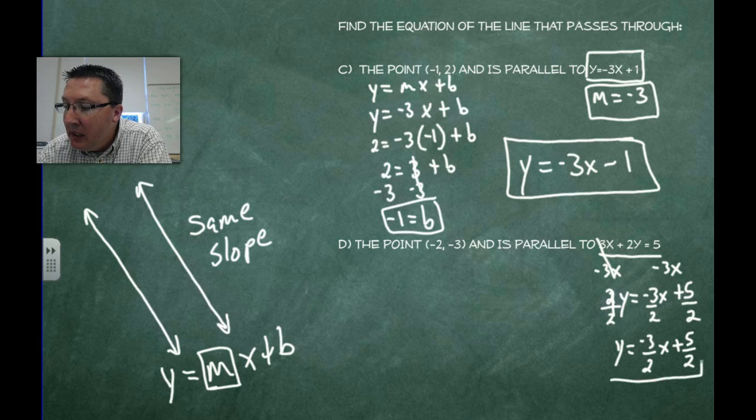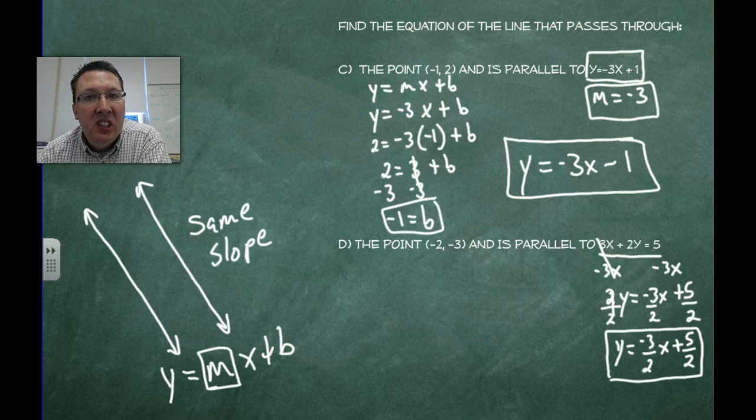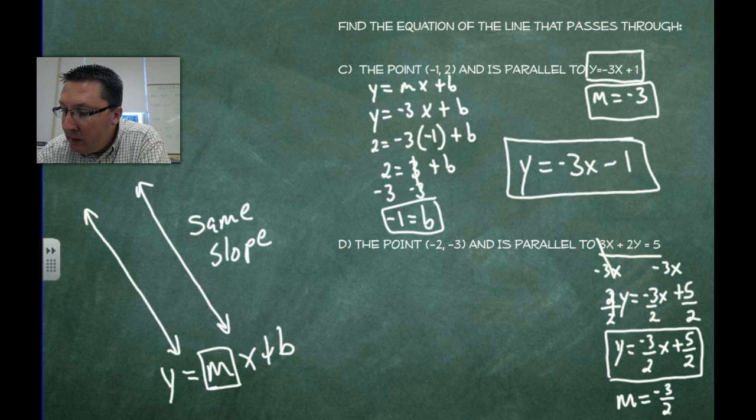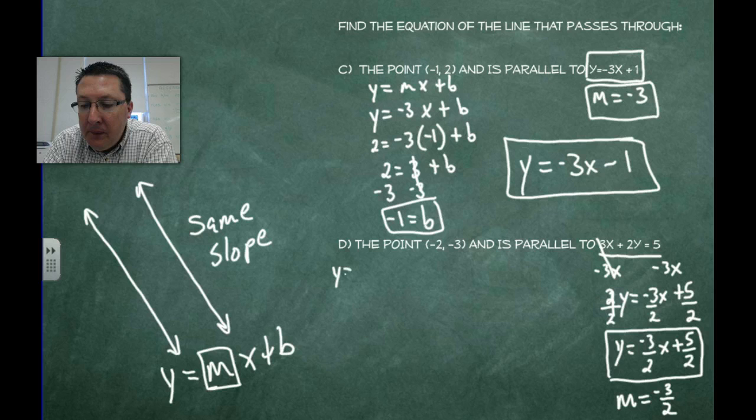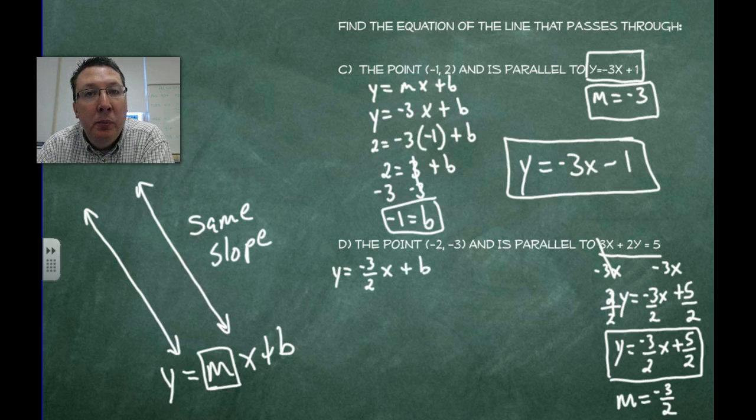So this is my given line. I need to pull out the slope from that given line. Again, the slope is what's attached to x. So my given slope is -3/2. Okay, so we're going to write our equation. mx plus b, my m is -3/2x plus some b. I'm going to find a new b.